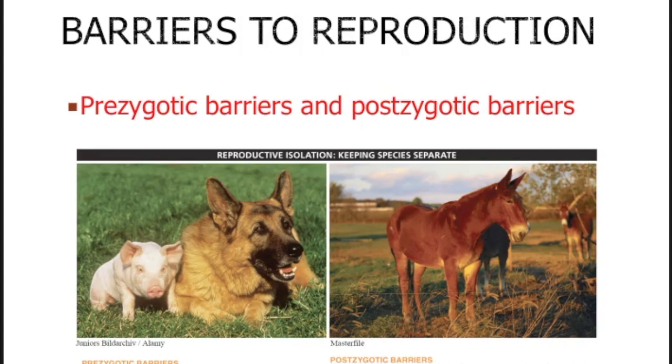Alternatively, we might get the hybrid offspring surviving, and unfortunately, those hybrid offspring are infertile, or have reduced fertility. Like this mule here, mules are the offspring of horses and donkeys, and mules themselves are sterile, so they can't have babies themselves, which implies that horses and donkeys are not the same species, right?